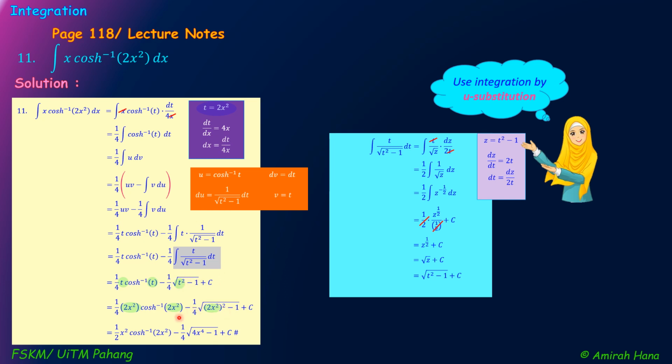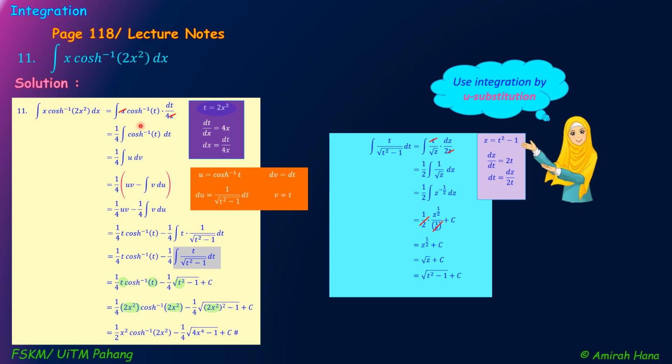So, kita simplify. 2 and 4 ni boleh simplify jadi half. So, we got half and then x squared inverse cos 2x squared minus 1 over 4 square root of 2 squared equals to 4. X squared squared lagi equals to x to the power of 4. And then minus 1 and then plus c. So this is the final answer when we integrate this function.